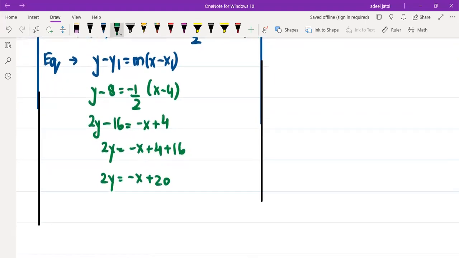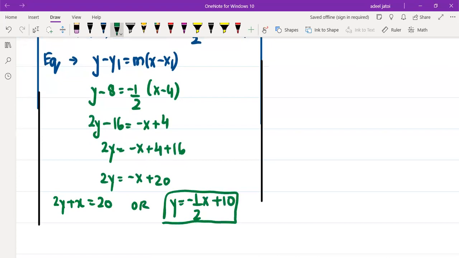You can either change this to y equals mx plus c, or write it as 2y plus x is equal to 20. Or let's write it down: y is equal to minus 1 upon 2 x plus 10. This will be your equation of the perpendicular bisector of A and B.